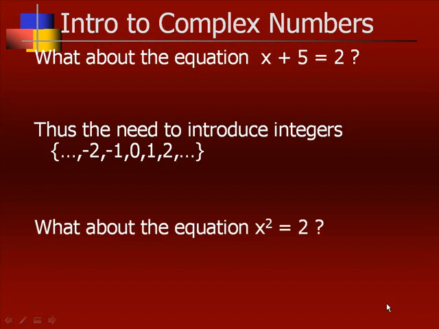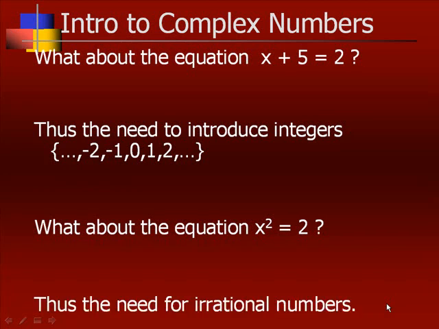But what about the equation x squared equals 2? Well, there's not an integer or a whole number or a rational number that if we squared we could get 2. Therefore, we had to come up with the set of irrational numbers, meaning x would be the square root of 2.